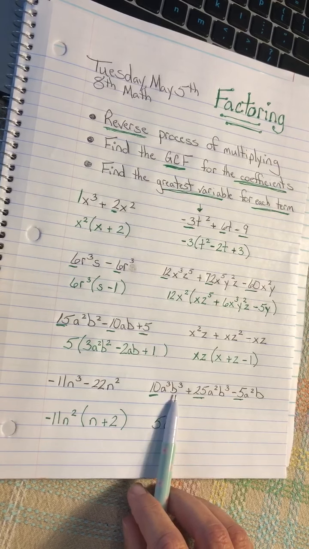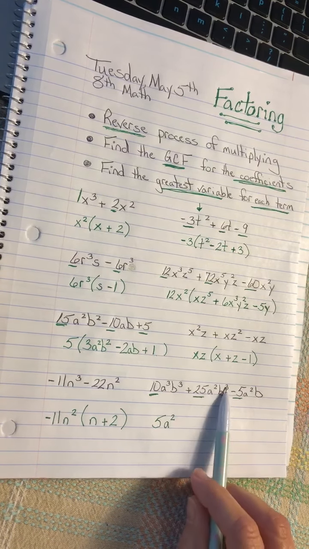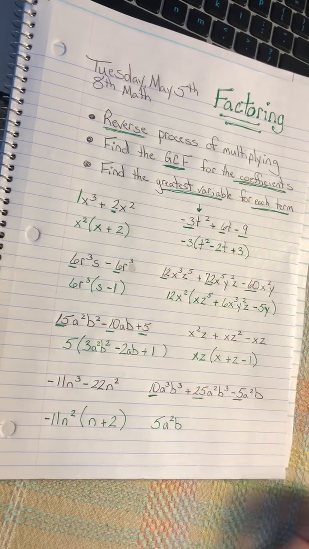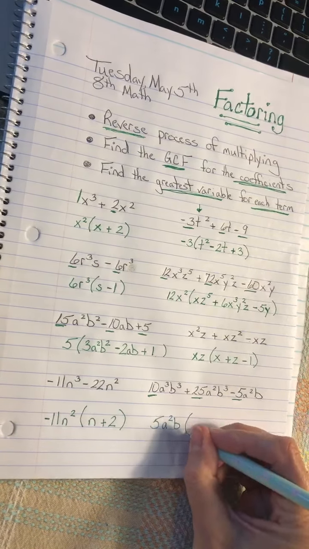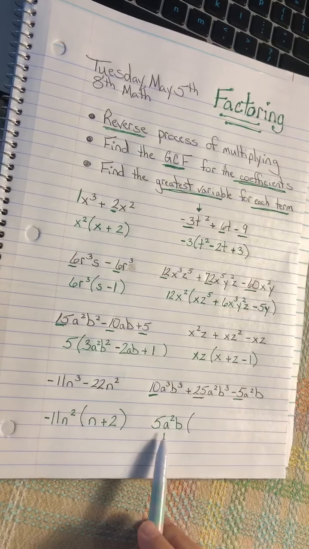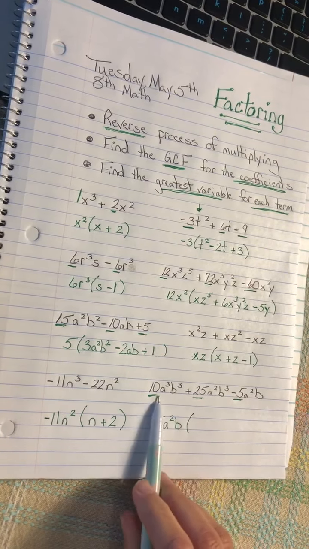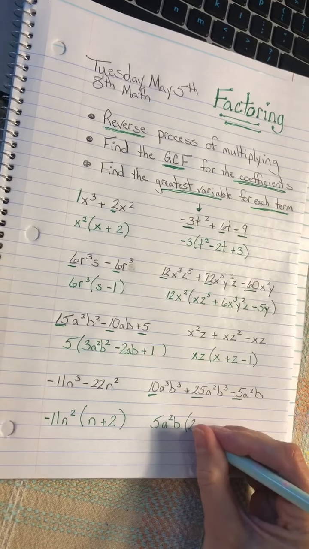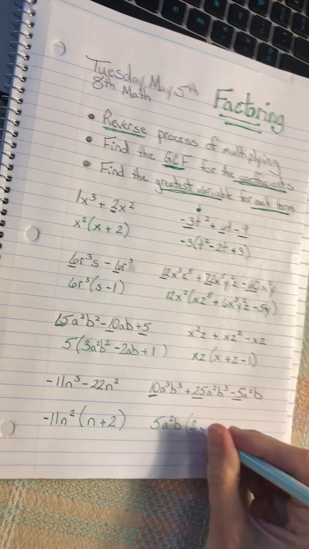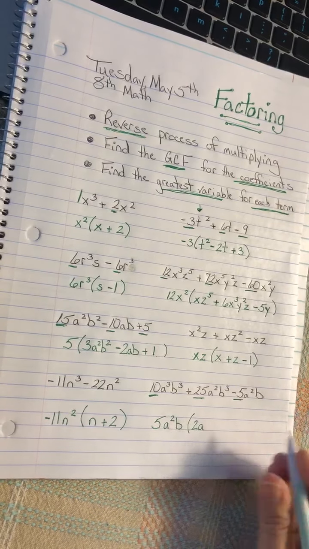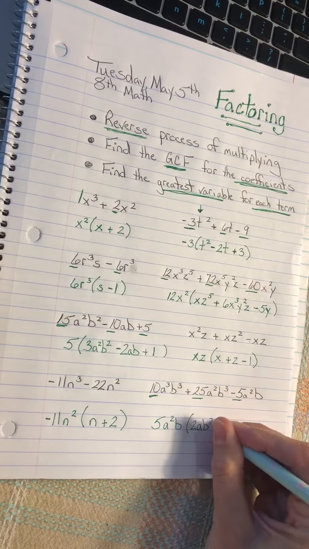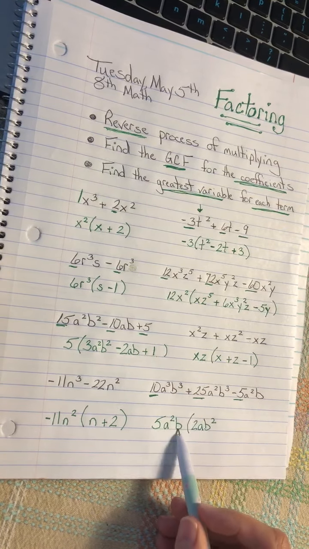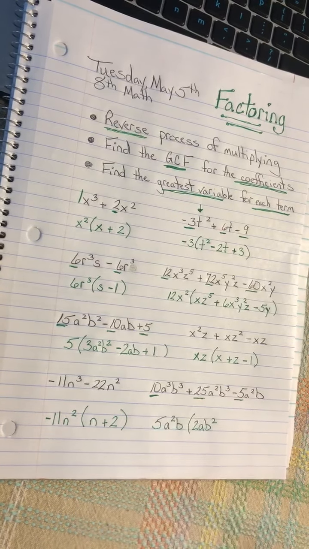Look at your b variable. B to the third, b to the third, b. They each have one b in common. Let's do our parentheses. This times what gives me 10a to the third, b to the third? I need to put a 2 in. I need to add an a. And I need to add a b squared. This will make 10 a to the third, b to the third, our first term.